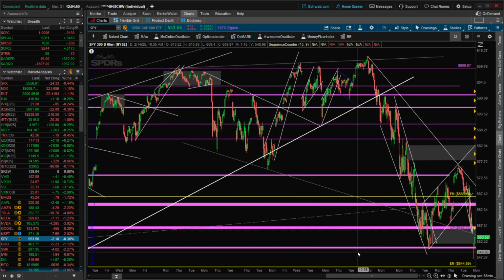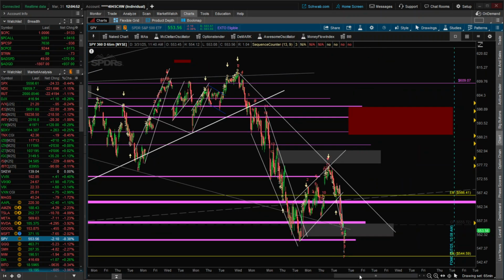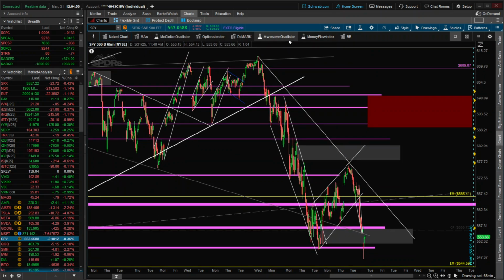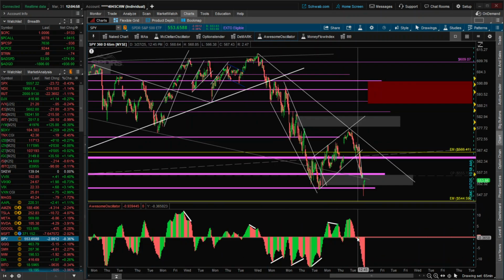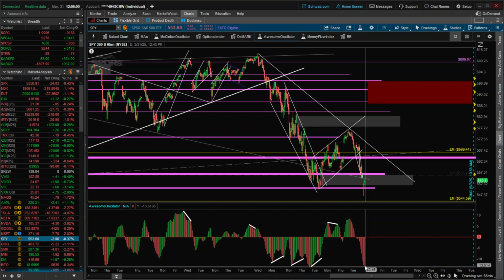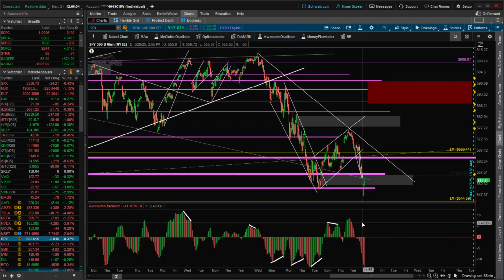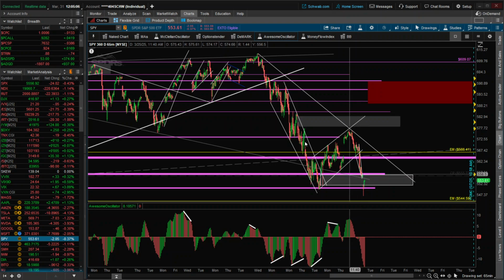DMARC, probably nothing here. No real setup with the DMARC. Awesome oscillator, just made a really, really bearish move here, and we'll see this cycle back up as we work some positive structure in here.